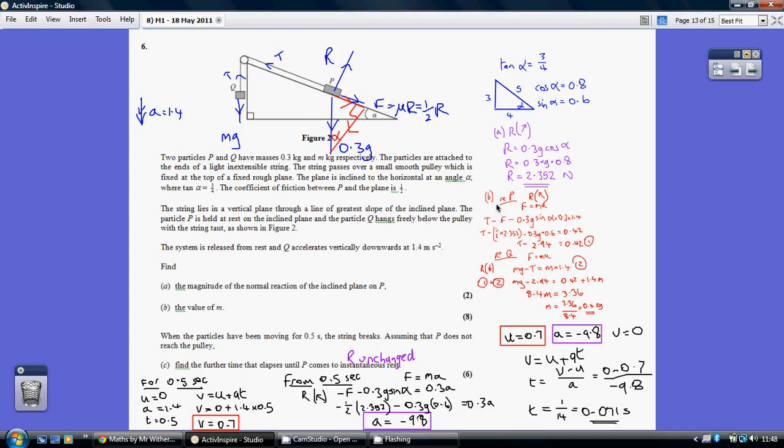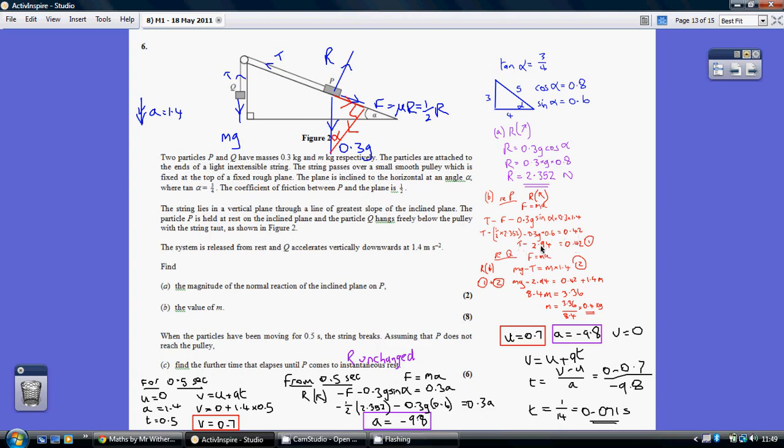Now for part B, in order to work out the mass, we're going to create a simultaneous equation. First of all, looking at P and resolving up the slope. The forces obviously don't balance because we've got acceleration, so we're going to Newton's second, F equals ma. So our net force is on the left hand side, T minus F minus this red bit, which is 0.3g sin alpha, and that equals the mass times the acceleration, so 0.3 times 1.4. Simplifying this, we get this equation, which would allow us to work out T, but we're just stopping at that point there.